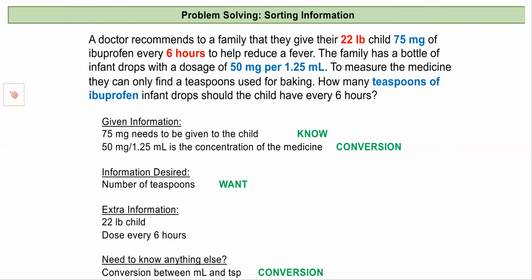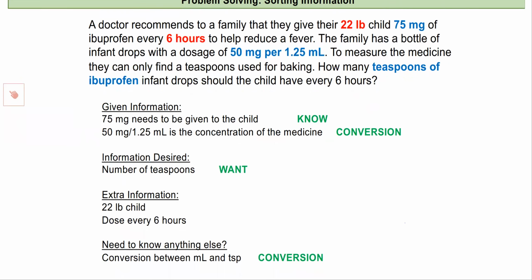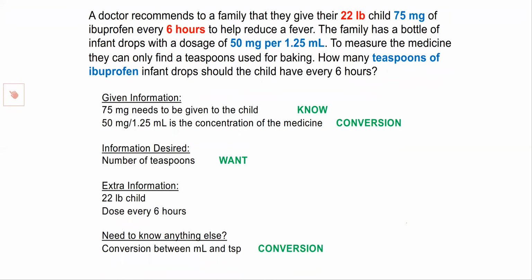So immediately I see a ton of words, and that is a mental block for me personally and many people. So I like to pull out the information given and list it on the side. So that way it's easier to process and decide how to proceed. So the information that's given is the 75 milligrams that's needed. This is what we know, and this is the most important piece of this. What we want to know is the number of teaspoons that we need to give the child.